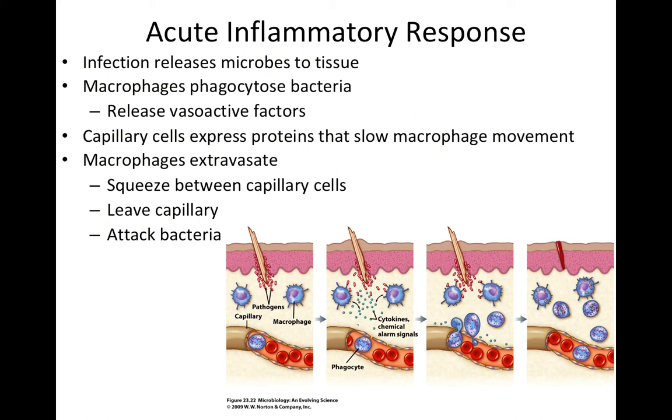And furthermore, capillaries are going to express little special proteins that the macrophages and other white blood cells can use to attach to the side of the endothelium of the capillaries, and then secondly leave and extravasate. So what happens is the additional white blood cells will come into the area to help attack the bacteria and eliminate all the bacteria that have entered the body.